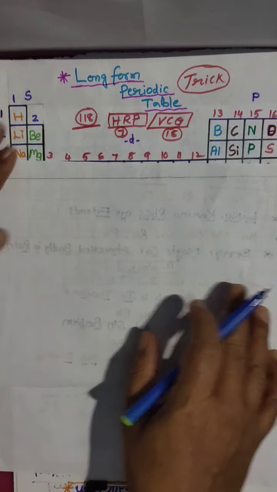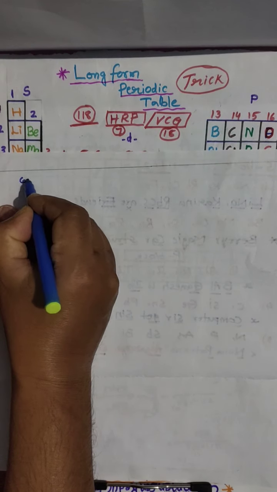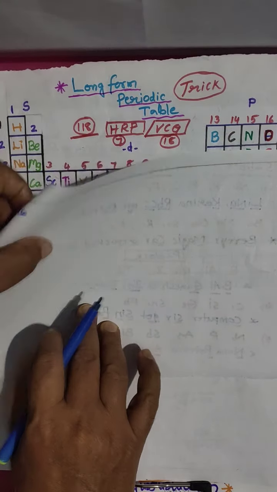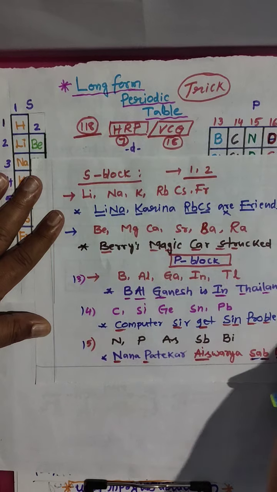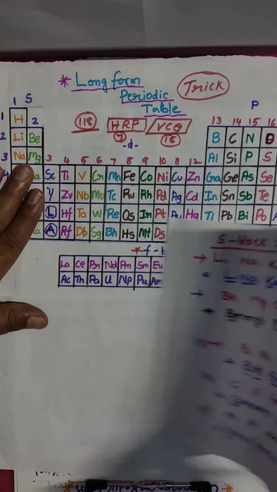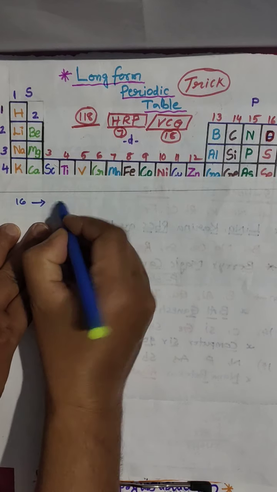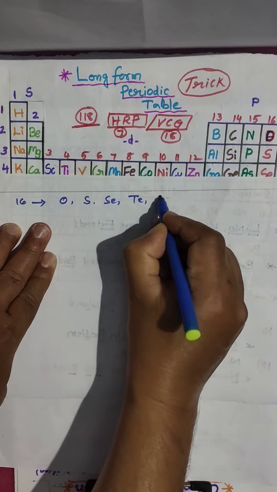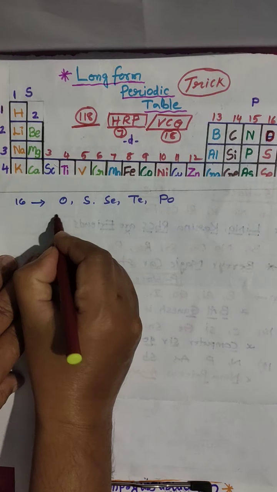Next, we have another, that is the oxygen family. Clear? That is the 16th group, as we generally call it. Here, this is the 13th, this is the 14th, this is the 15th. Now it is the 16th group as per the new system. What is the 16th group? Oxygen, sulfur, selenium, tellurium, polonium. Clear?